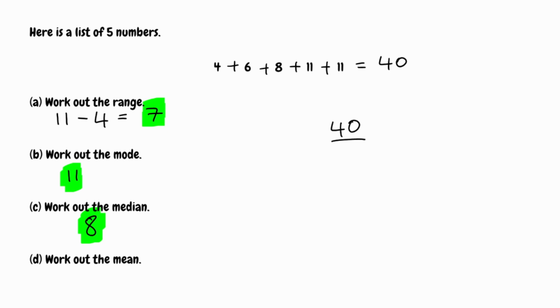Well, in our list of numbers, we had 5 numbers. So if we do 40 divided by 5, that's going to give us 8. So the mean for this set of numbers is just 8.